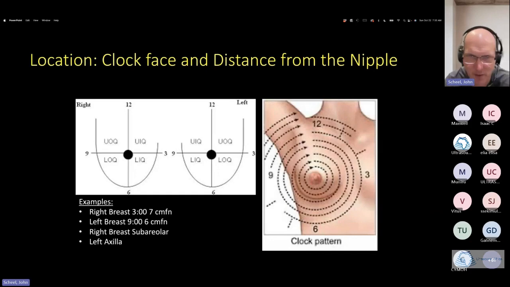And the distance from the nipple is actually the distance from the nipple, not the edge of the areola. So you should be measuring from the actual nipple, not the areola.